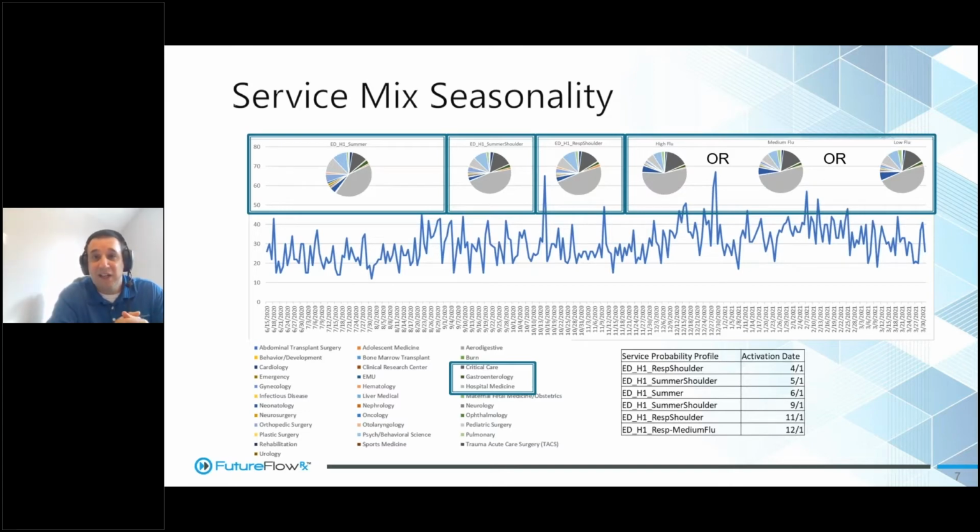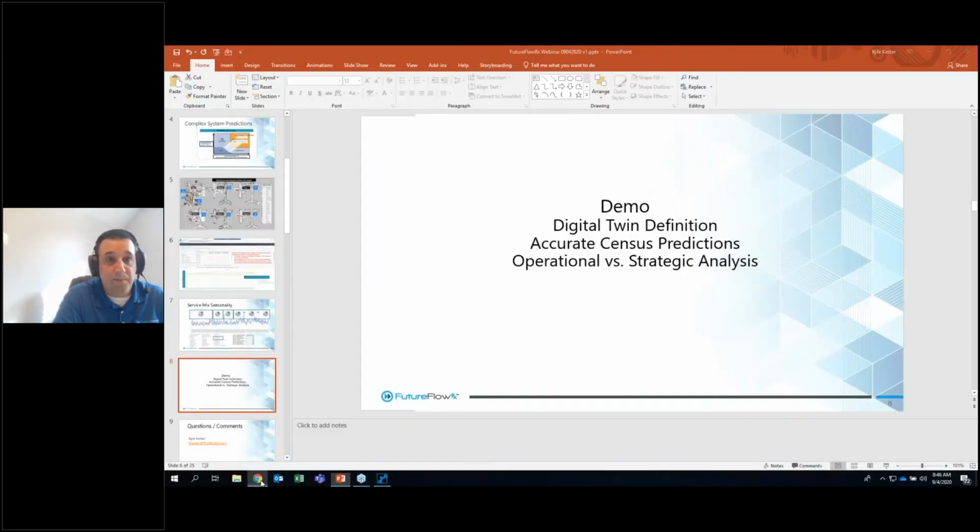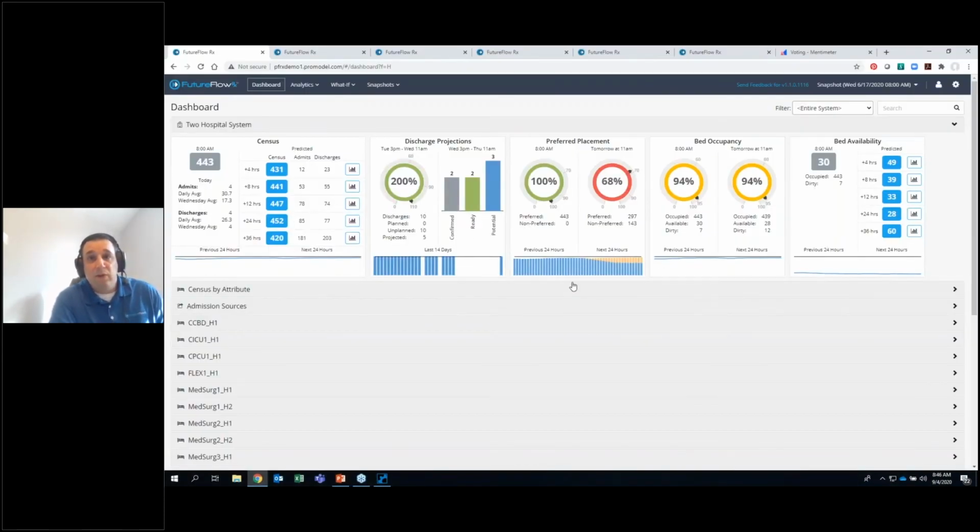We can redesign the patient flows so that all respiratory illnesses go to that specific isolation unit as well, and really give our hospital customers the confidence that the decisions they're making are going to be impactful and they have plans prepared for it. So at this point, I'm going to get into a quick demonstration. Digital twin, we're going to show the accurate census predictions and then that example. So again, FutureFlow is a web-based platform.